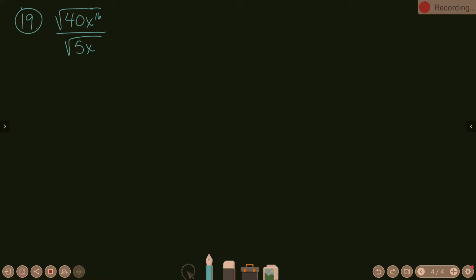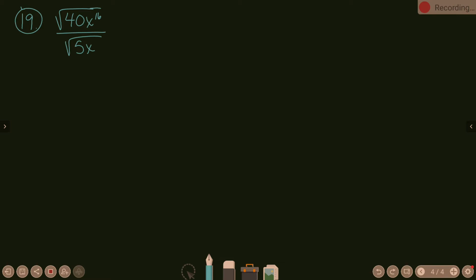So, what I want to know here is, does anything divide? In other words, can I divide this? Does this fraction simplify? In other words, does 40 divide by 5? Does x to the 16th divide by x?